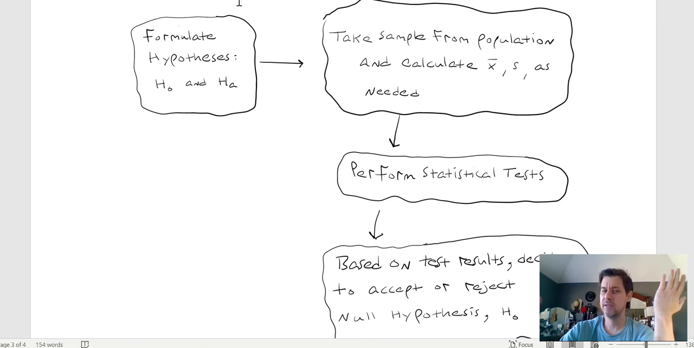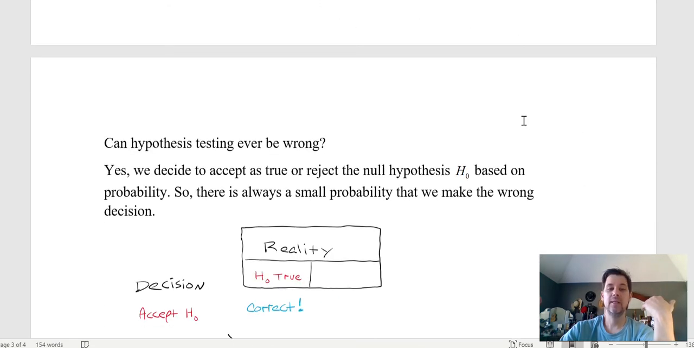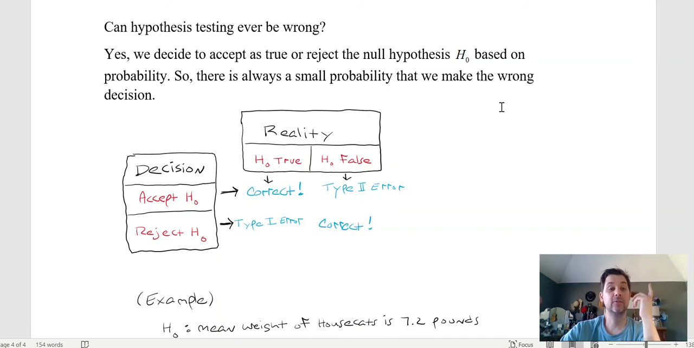The first part's probably not that hard. Taking the sample and doing the calculations probably isn't that hard. The statistical test might be the challenging part, and then making your decision is probably not that hard. But that's the flow chart. That's how it's going to go. Now, last question. Can hypothesis testing ever be wrong?